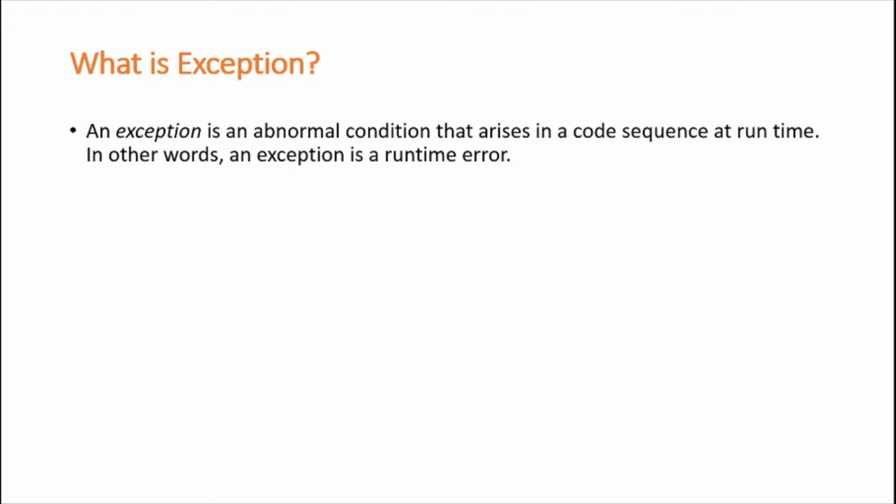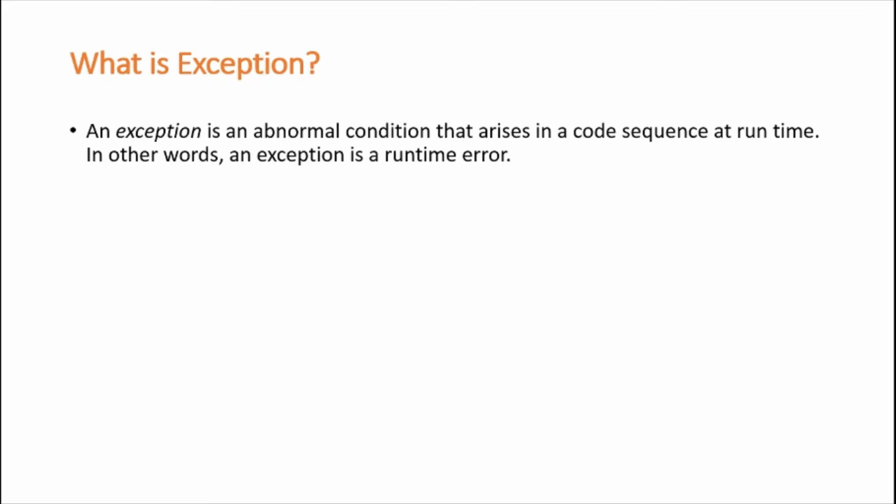What is an exception? An exception is an abnormal condition that arises in a code sequence at runtime. In other words, an exception is a runtime error. What is a runtime error? While running the program, if we encounter any errors, we call those errors runtime errors. While compiling the program, if we encounter any errors, we call those errors compilation time errors.